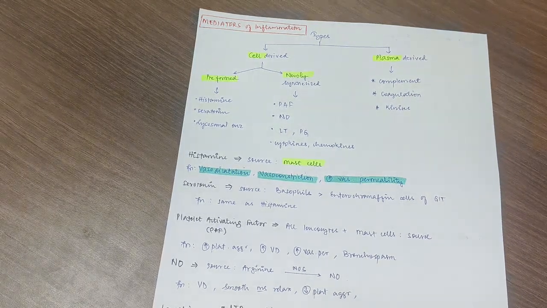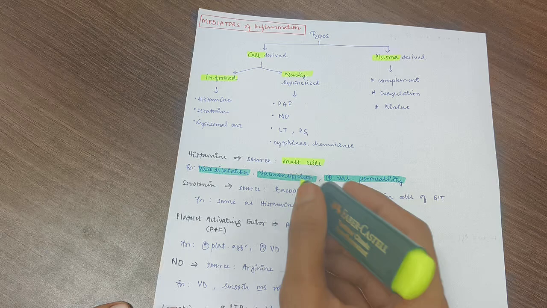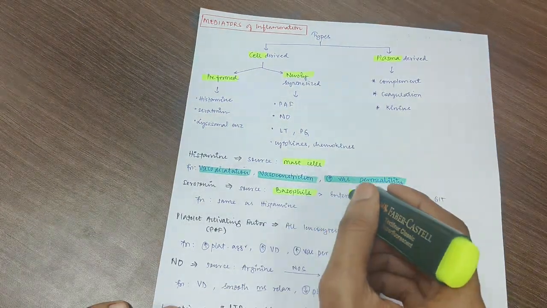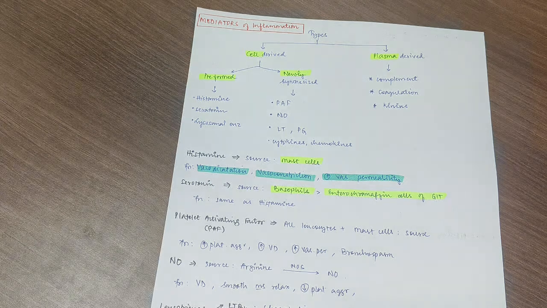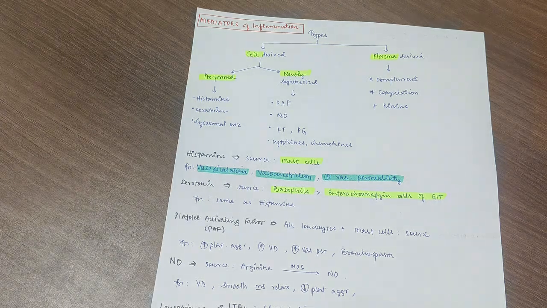Next, serotonin. What is the source? Source of serotonin is basophils. After basophils, it is enterochromaffin cells of GIT. This is the source. Function is same as histamine.